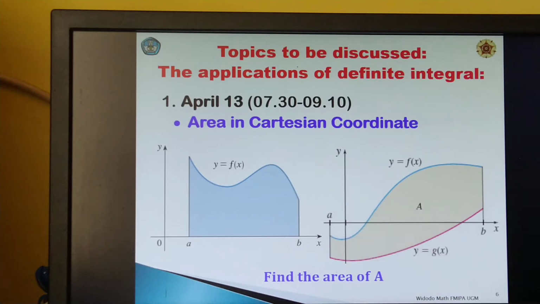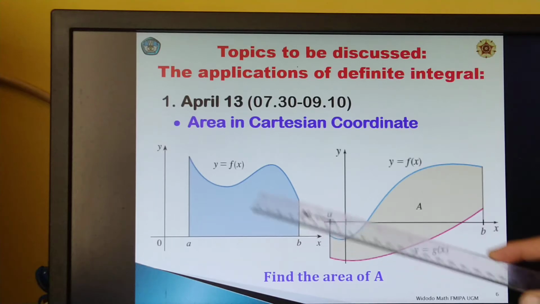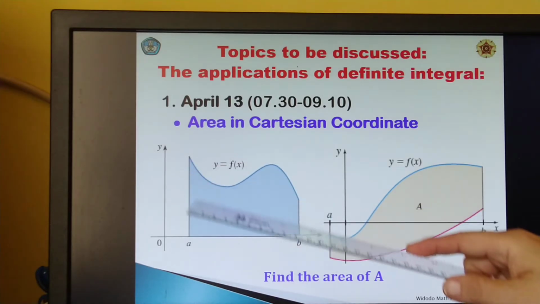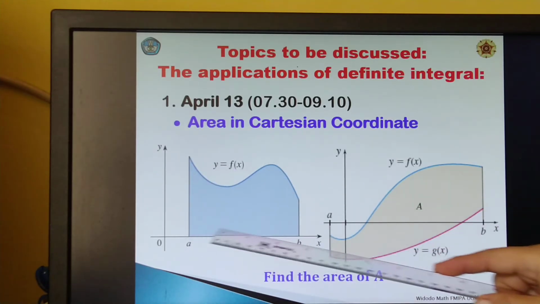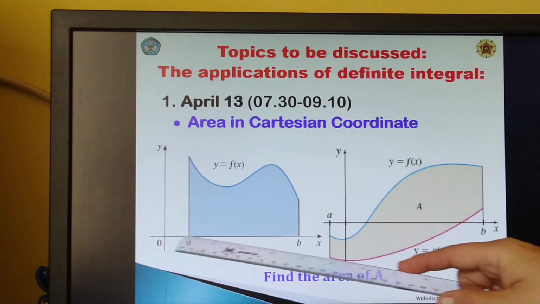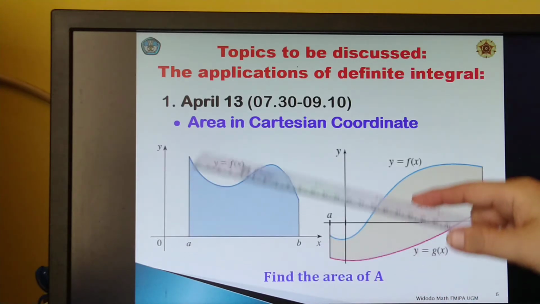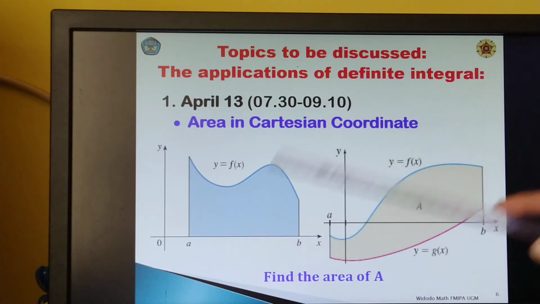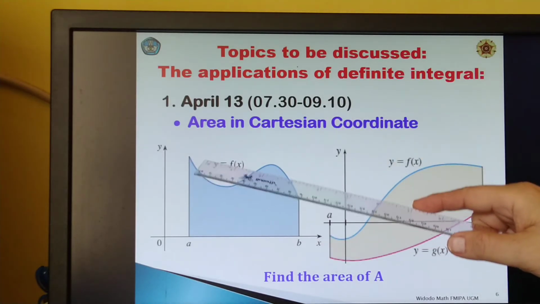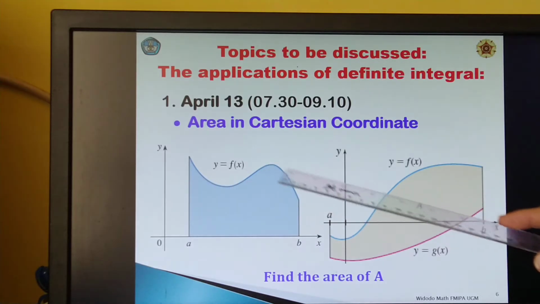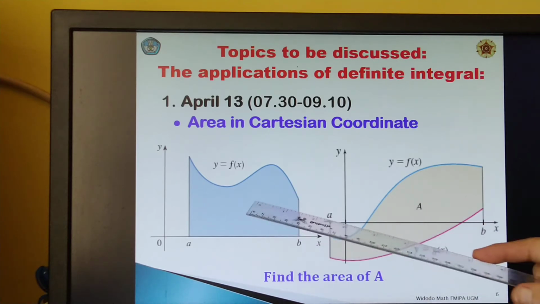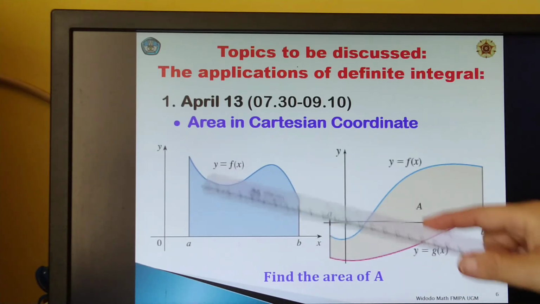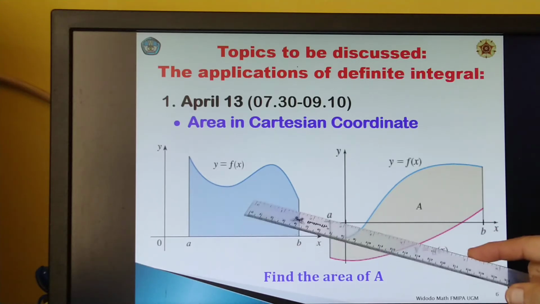The area in Cartesian coordinates can be described in the following way. First, we have a region, the blue region or the blue area. The blue area is restricted by the x-axis, x equal to a, x equal to b, and bounded above by y equal to f(x). This is the simple one. By using this region, we would like to find the formula of the area.